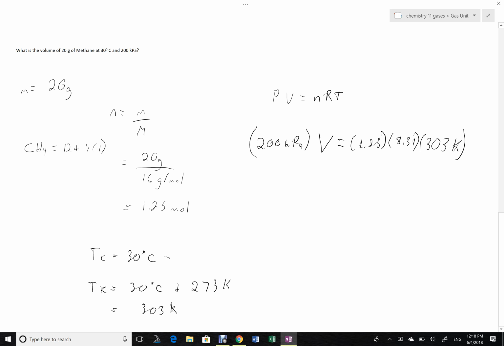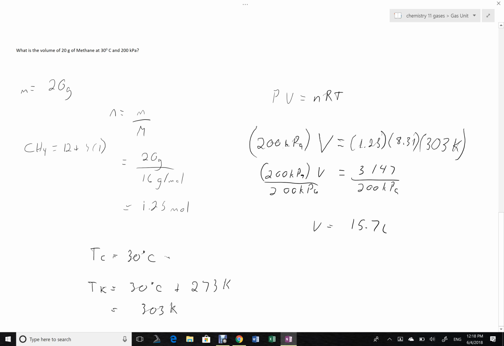I'm going to multiply everything out on the right first. 1.25 times 8.31 times 303. And I get 3,147. Then I'll divide both sides by 200 kilopascals. And I'll end up with a volume of 15.7 liters.